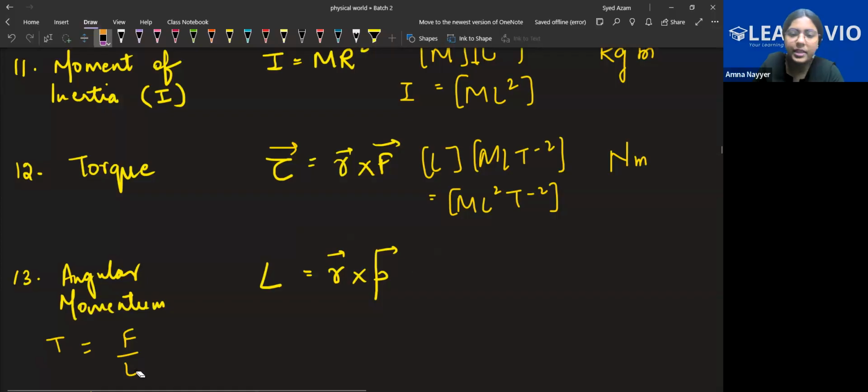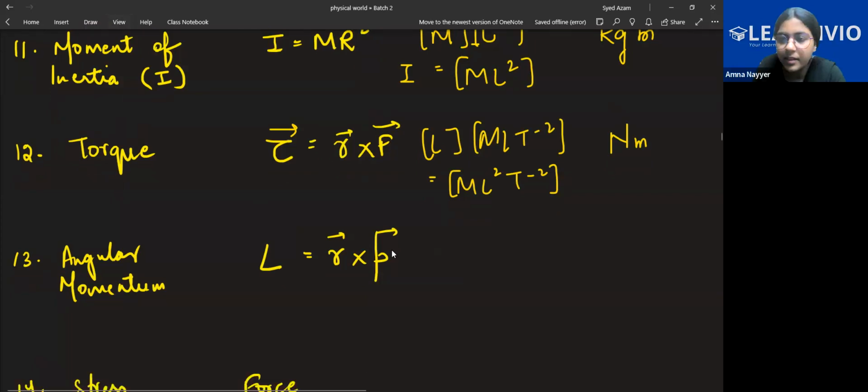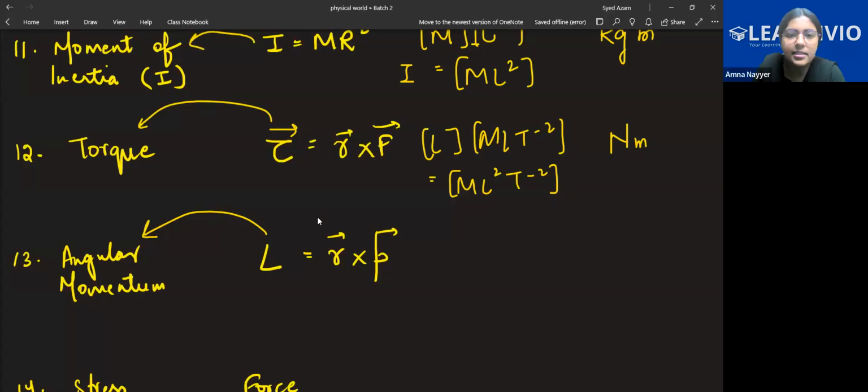Is it length only? No, L is actually the symbol for angular momentum, like torque is this, I is this. This is the formula: R cross P. So R is your distance, so it will be L only. Remember what is MV? Momentum. Check in the previous part, have you written momentum anywhere?